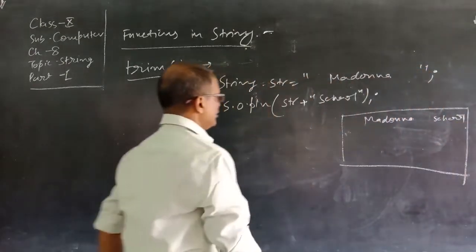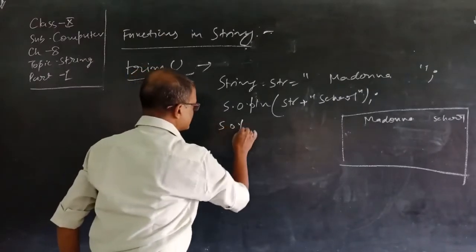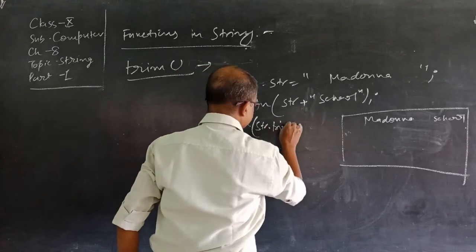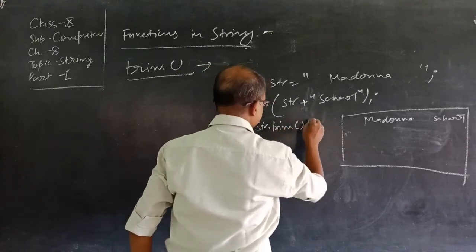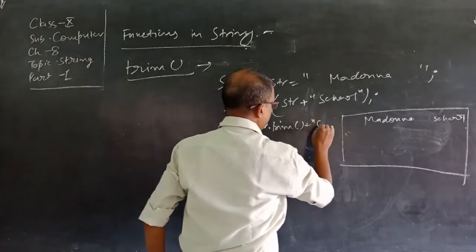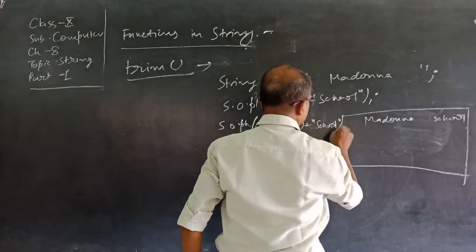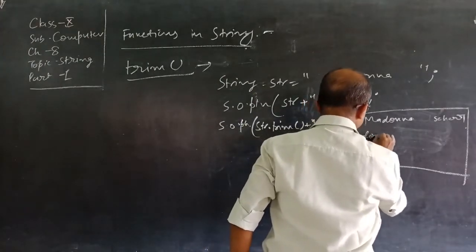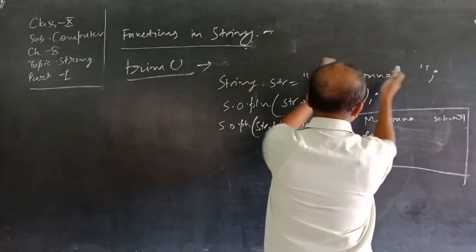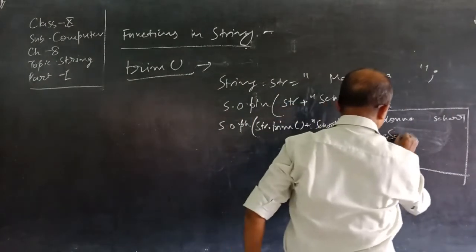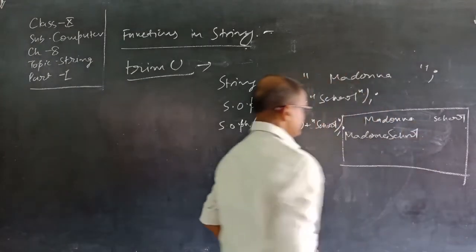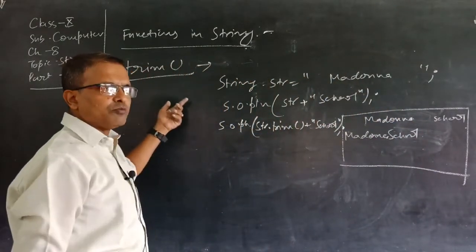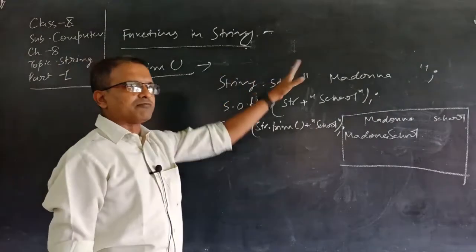Okay. Now if you have to remove the spaces, how will you write? str.trim() plus school. So now the output will be like this: Madonna, all the spaces will be removed, this space will be removed, this space will be removed, Madonna, and school will come along with it. Okay. So trim is used to remove the spaces before and after the string.